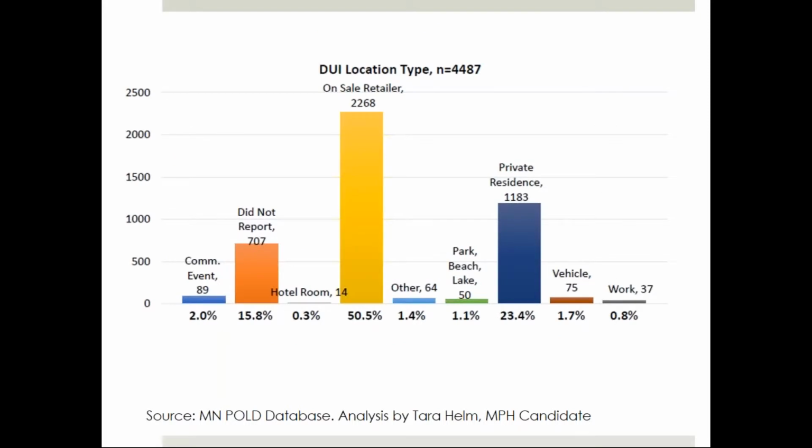So then again, we took a look specifically at our DUI cases and took a look at where those people reported their last drink. And you can see that for DUI incidents, people are more likely to report having their last drink at an on-sale retailer than they were for all of our cases. I think that makes sense from what we know. If people are out drinking, they need to get home. If they were drinking at a private residence, whether it's their own residence or a friend's or family's house, they might be staying there. We might see other types of incidents coming from a private residence.